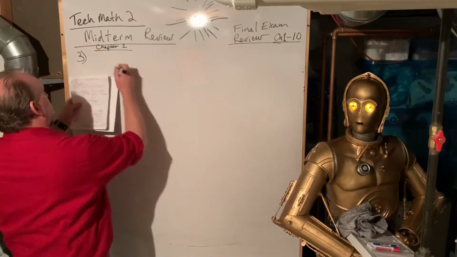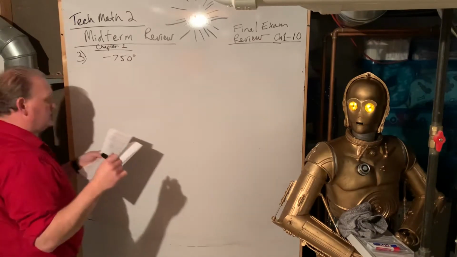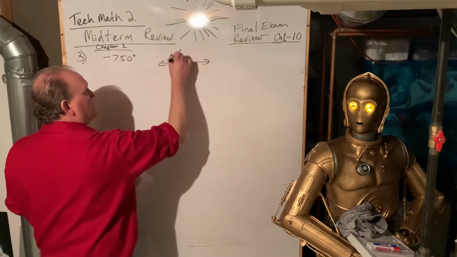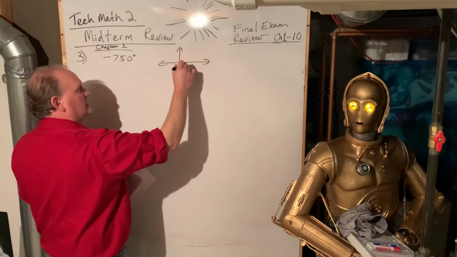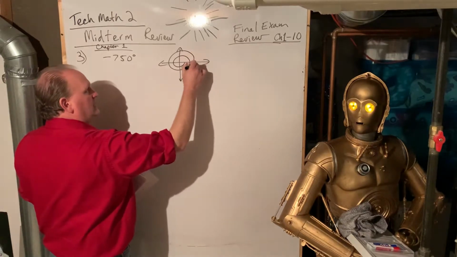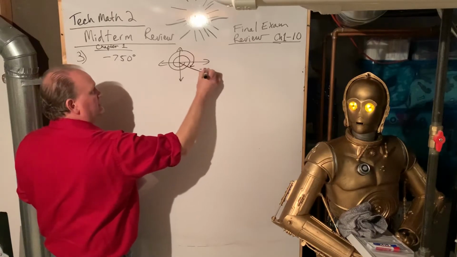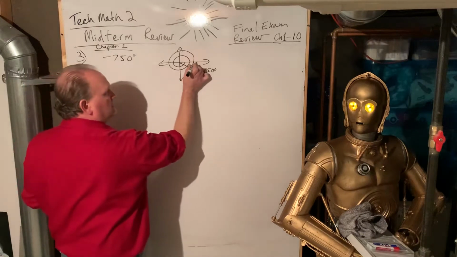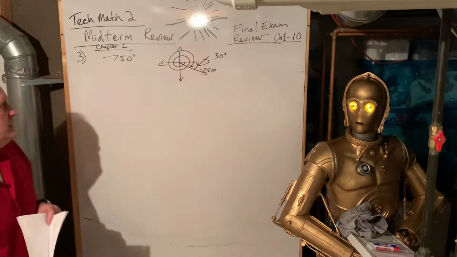They want a coterminal angle with negative 750 degrees on number 3. So I'm just going to highlight the ones you should focus on. So negative 750 degrees, remember how this works. Positive goes counterclockwise, negative goes clockwise. So there's 360, there's 720, and then we need 30 degrees more. So there is negative 750, and it's got a reference angle of 30 degrees, because that's 30 degrees past 720.